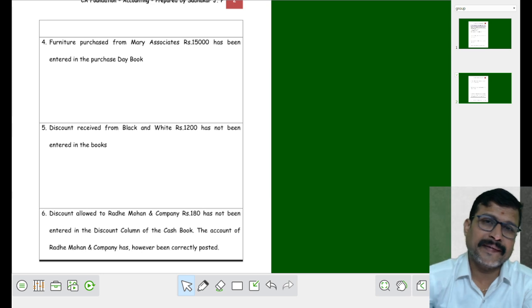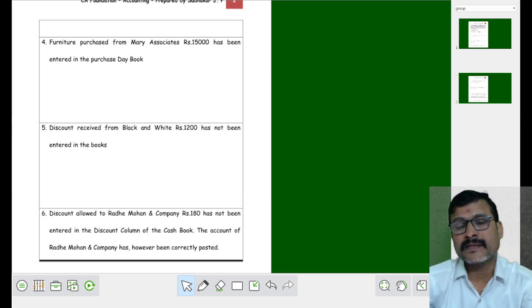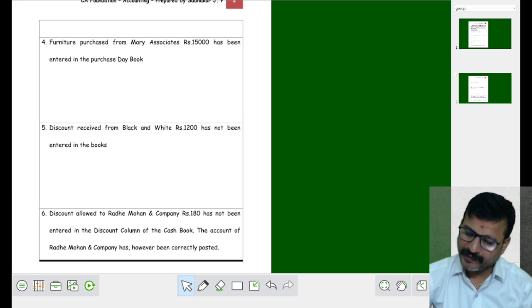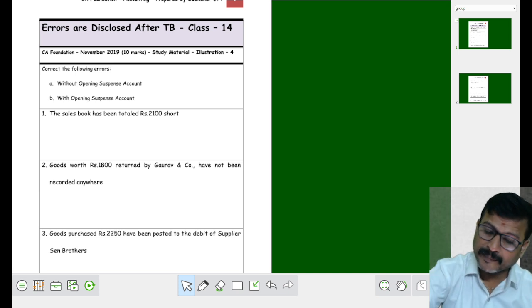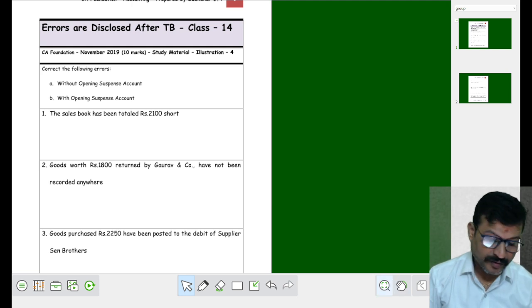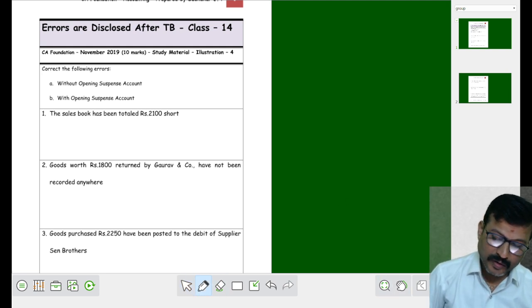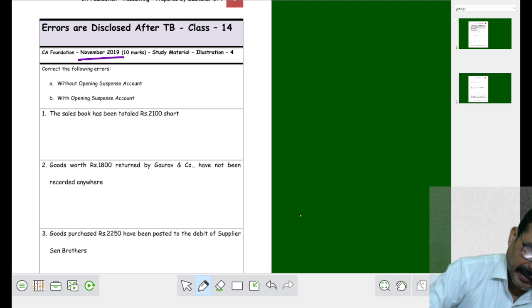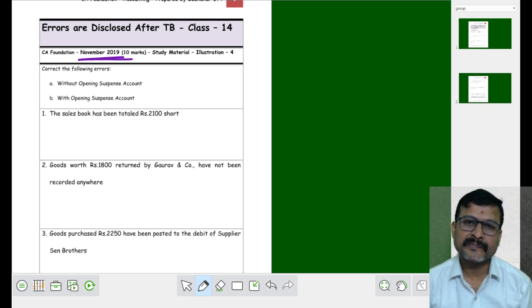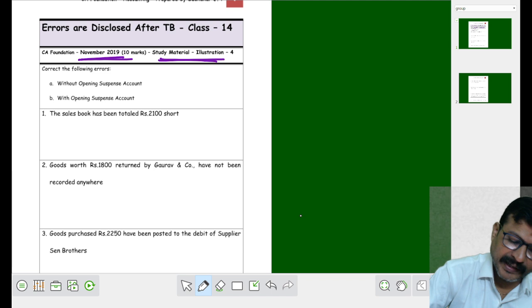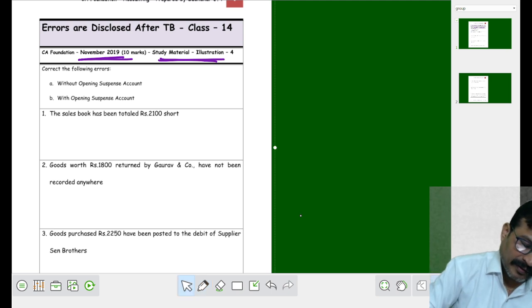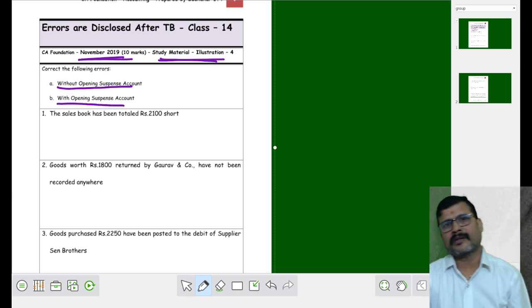Now, already we have completed 12 and 13 classes of this rectification of errors. Now we are into one of the very important problems, totally a different problem on rectification of errors. My dear students, this question was asked in the CA Foundation November 2019 batch. It is even there in the study material of our ICAI board, illustration 4. See what to do. Correct the following errors without opening suspense account and with opening suspense account.